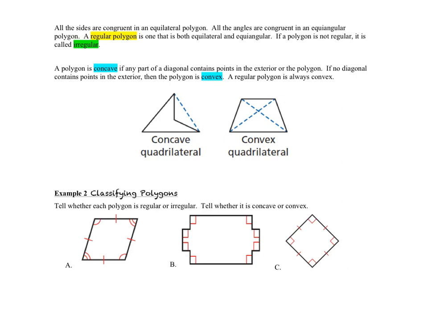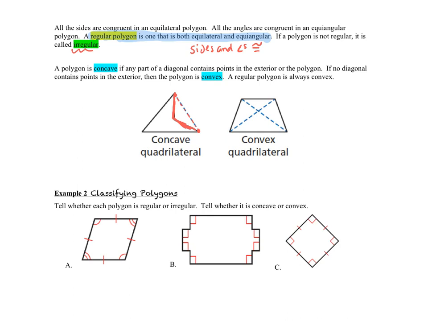In order for a polygon to be a regular polygon, it has to be both equilateral and equiangular, so all the side lengths are congruent and the angles are congruent. If a polygon is not regular, we call it irregular. A polygon is concave if any part of the diagonal contains points in the exterior of the polygon. So think about this. If there are 2 non-consecutive points that form a diagonal outside, then it is concave. I just like to think of the fact that the shape is caving in. I can see it's kind of caving in right here, so it's concave. Convex does not have that happening.